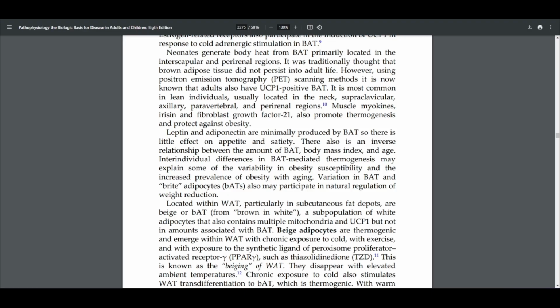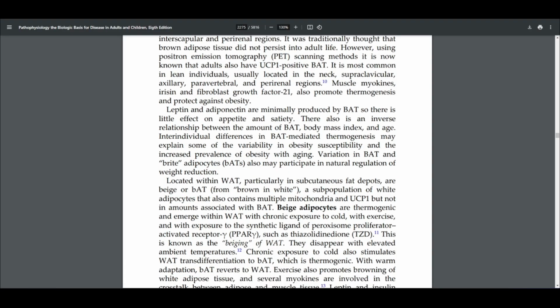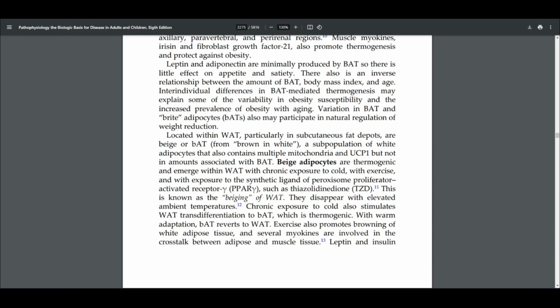Your muscle myokines, your irisin and fibroblast growth factor 21, also promote that thermogenesis and protect against obesity. Leptin and adiponectin are minimally produced by BAT, so there is little effect on diet and satiety. There also is an inverse relationship between the amount of fat, body mass index, and age.